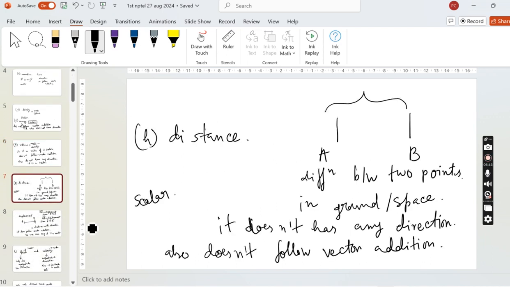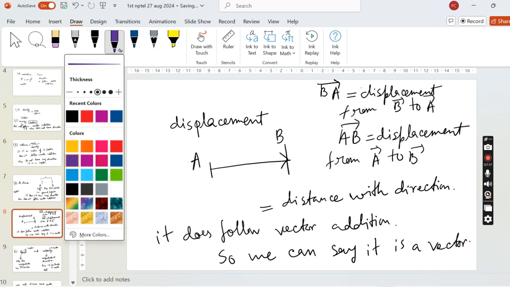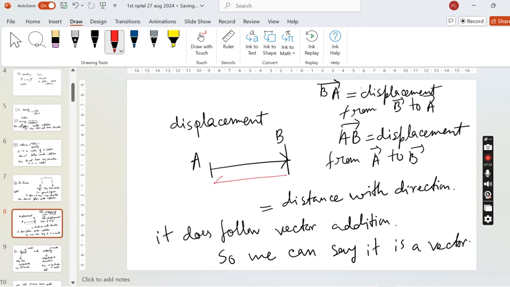Then the distance. Distance is a scalar. Always remember the distance between two points A and B on the ground or in space doesn't have any direction. The distance between A and B is equal to the distance between B and A, so it also doesn't follow vector addition. So distance is a scalar quantity, but displacement is not, because the displacement from A to B is defined by AB, but the displacement from B to A has the opposite direction. So AB is equal to minus BA. The displacement has a direction and does follow vector addition, so displacement is a vector.